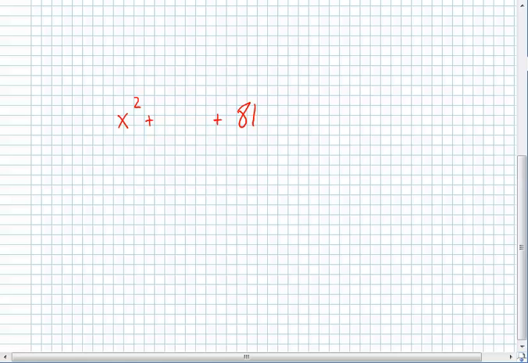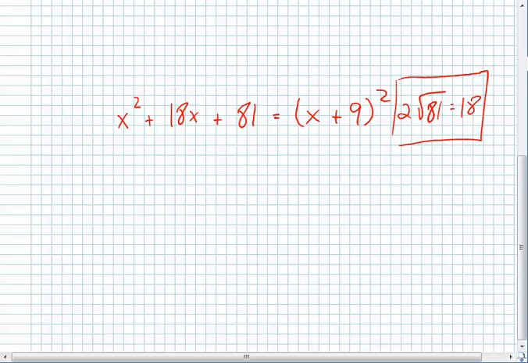So if I'm looking at a trinomial like this one, x squared plus something x plus 81, in order for this to be factorable as x plus 9 squared, that middle term has to be 18x, okay? Because that is 2 times the square root of 81, 2 times the square root of that last term. And that's how we get to that middle term.